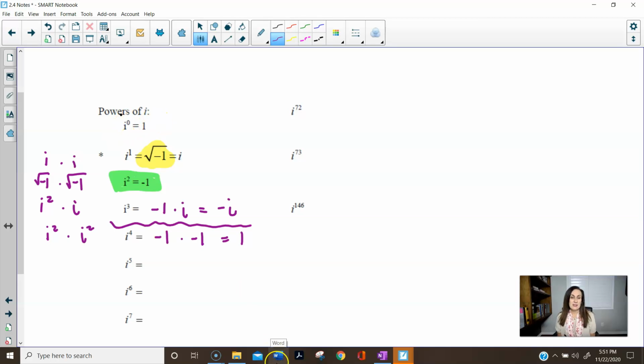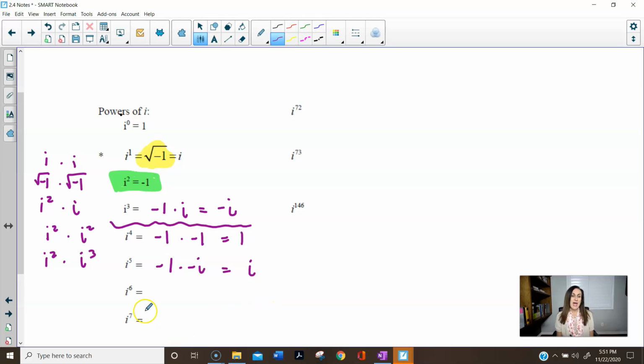So let's do i to the 5th. i to the 5th, we could say is i squared times i cubed. We know i squared is -1, and we know i cubed is -i. And -1 times -i is simply going to be i. And you see the pattern? i to the 0 is 1, i to the 1st is i, and the pattern has repeated, 1 and i.